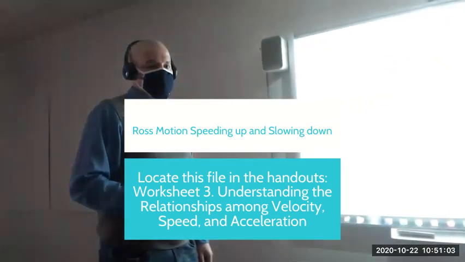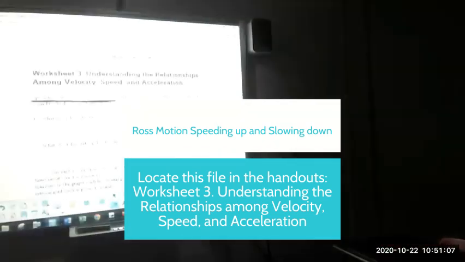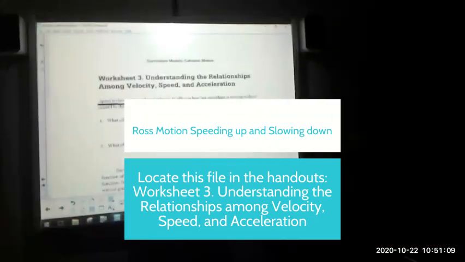Speed is how fast you're going. Velocity includes not just how fast you're going, but remember also direction. So if we're on the x-axis and the sign of the velocity is positive, that means to the right. Speed doesn't care about sign, it just cares about the number.